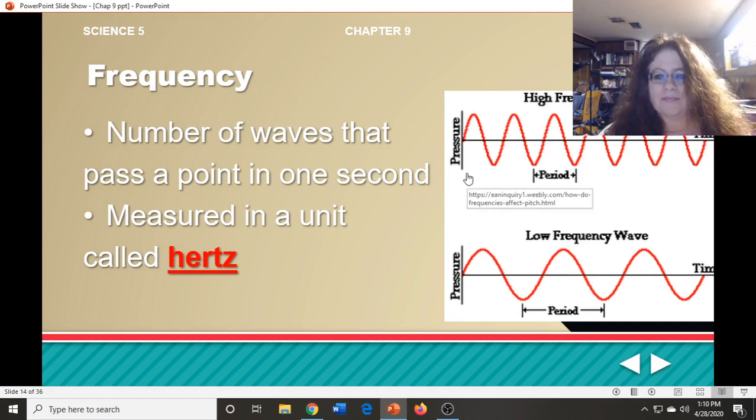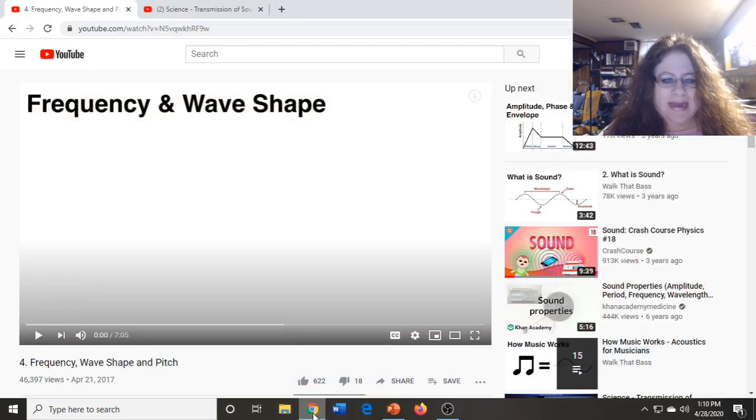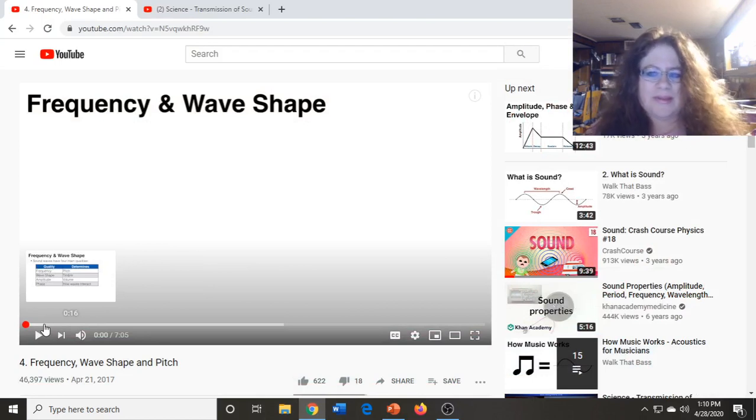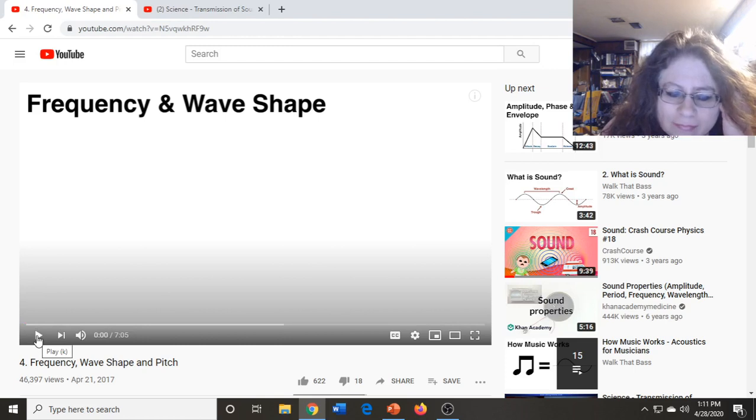Up here on the screen, this is a high frequency wave, so many waves will pass in a second. A low frequency wave, fewer waves will pass in a second. And the measurement for these waves is hertz, and it can be abbreviated as Hz. That is how it is measured. I'm going to show you a short video now. And it's just going to give you a little bit of information about frequency, just to see if you can get a better picture of what they're talking about.